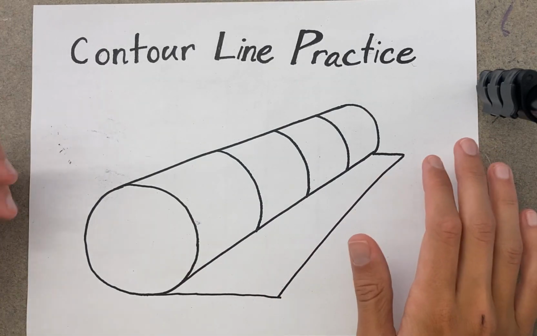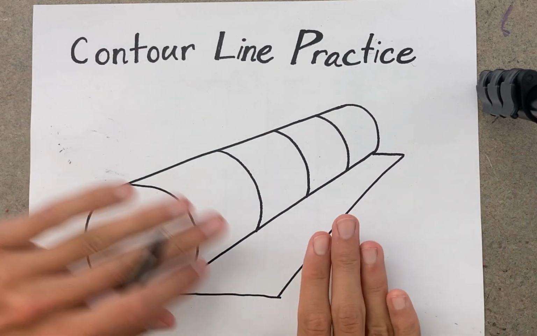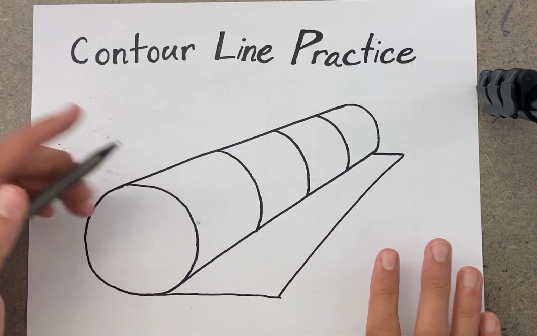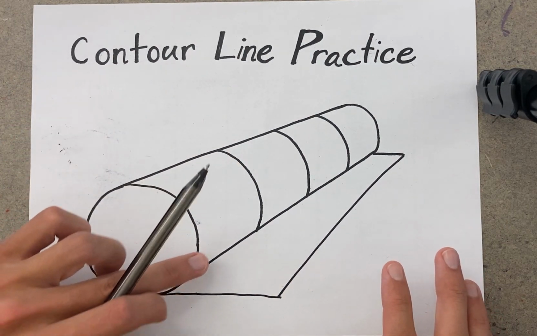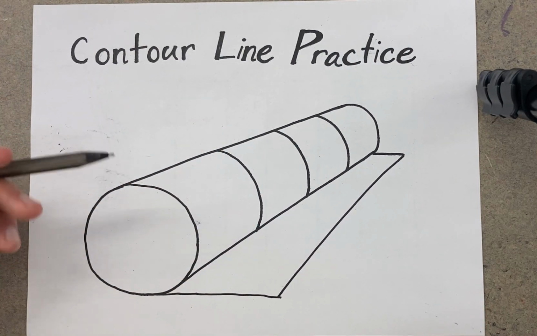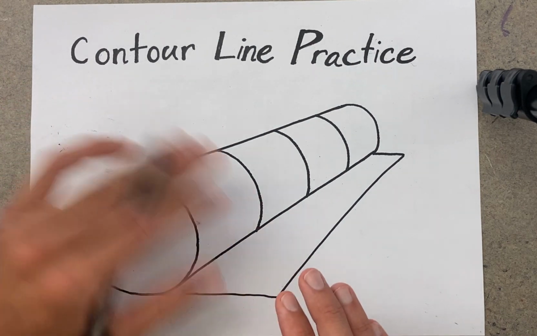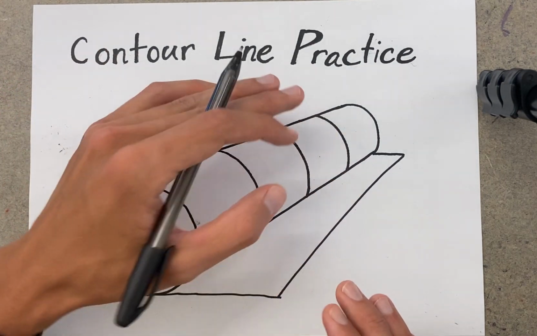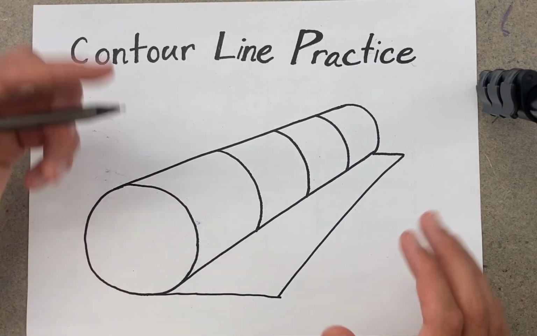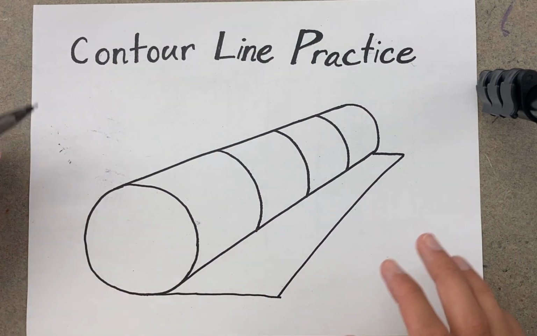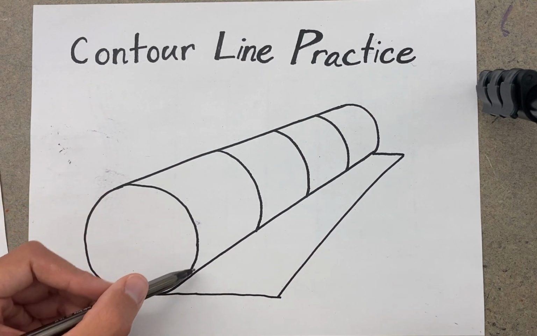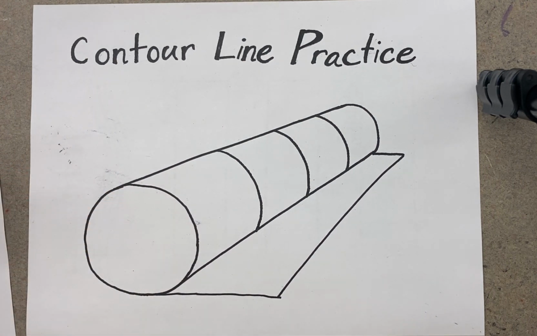Contour line practice, we're going to focus on creating form using our value. So contour line is just following the shape of your object, your three-dimensional object, with directional marks that follow that surface. Because we're going to be practicing with text, one thing that you can do is have your text follow the surface of your object.